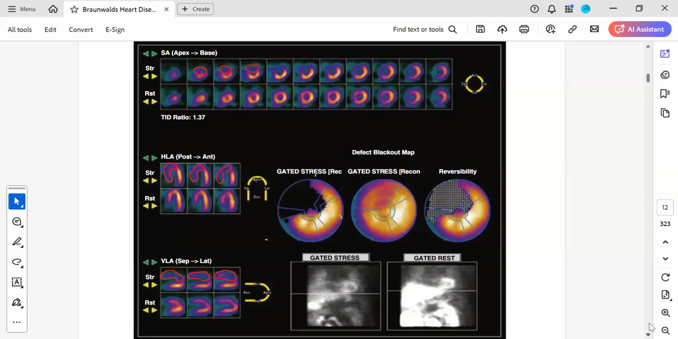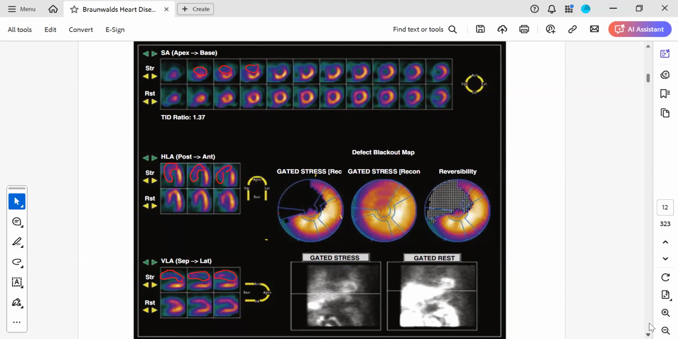And whether it's an artifact or myocardial infarction can be distinguished using ECG-gated stress images, where an area of infarction will exhibit abnormal wall motion or abnormal wall thickness, and an artifact will show normal wall thickness or normal wall motion.